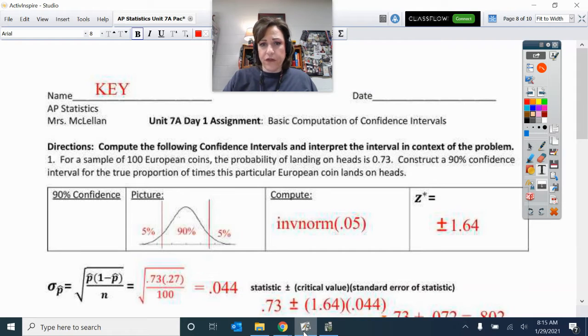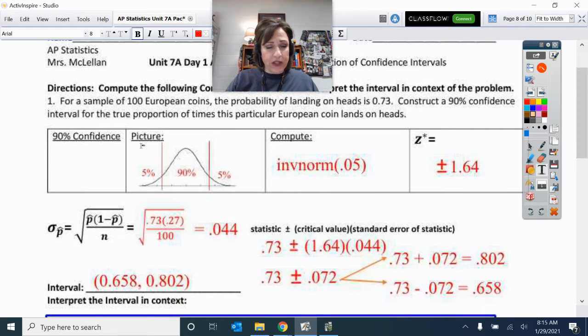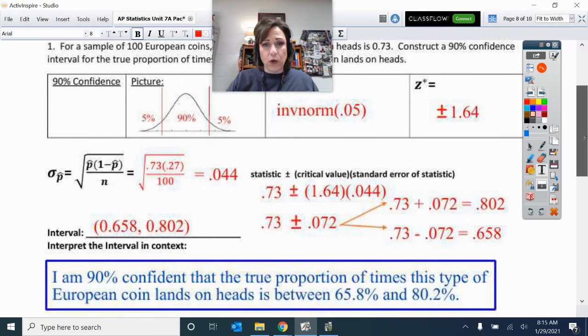All right, let's go over your first assignment, see how you did. Here we go. For this first one, I kind of had done that one with you. For 90% confidence, 90% is in the middle, so then you have 5% on the tail. So we inverse norm one tail, and that's a critical value of 1.64.